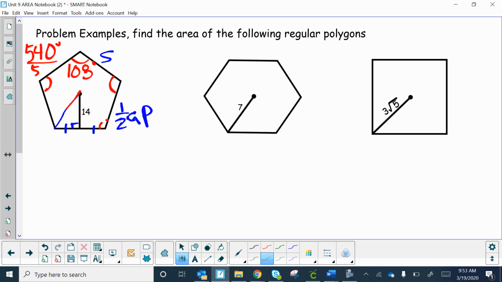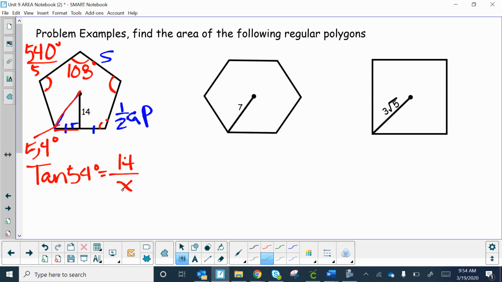Well, every radius always bisects the angle. So this little angle inside the right triangle is 54 degrees. So what can we use? We can use trig to figure out this little piece right here. Then we can just double it to figure out the side length. So opposite and adjacent is what I have. So I'm going to use tangent of 54 degrees equals opposite over adjacent.